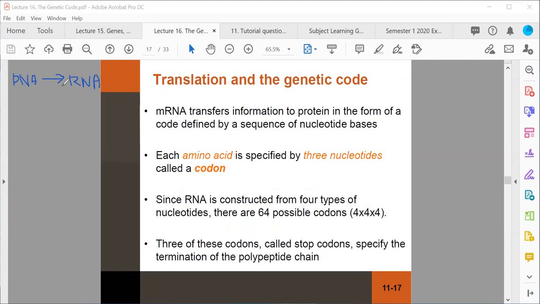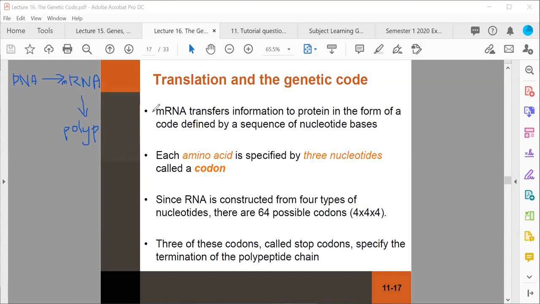DNA transcribed into messenger RNA, and that is translated into polypeptide. All right, so we've looked at how DNA, or rather a gene within DNA, is transcribed into messenger RNA. Now we're going to look at this second part, which is the translation of the code within messenger RNA into the amino acid sequence of a polypeptide.